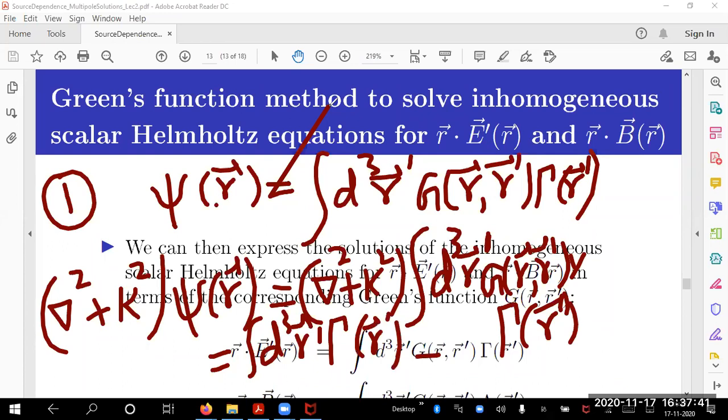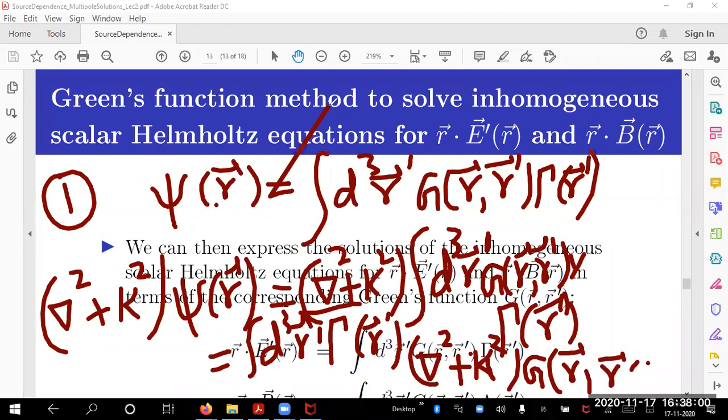Then I am taking this inside. Del squared contains del squared by del x squared, del y squared, del z squared. Integration is with respect to x prime, y prime, z prime. So this can be taken inside and it goes and sits on wherever you have an r, r prime, so I have to differentiate it.